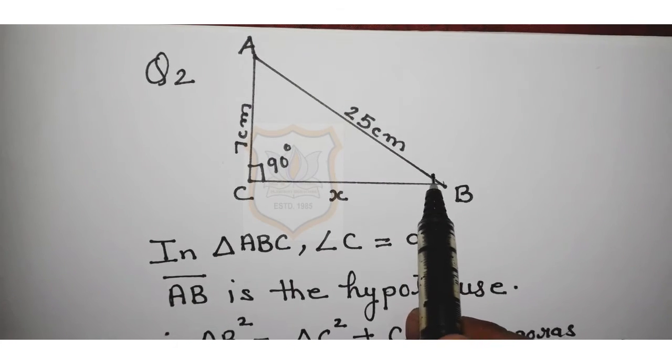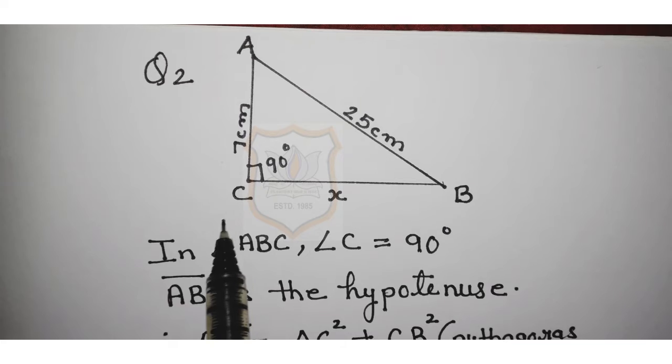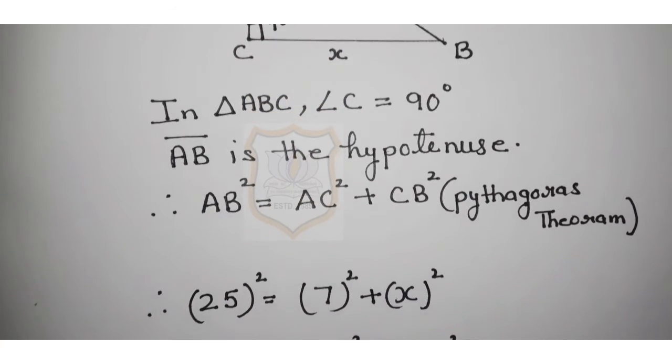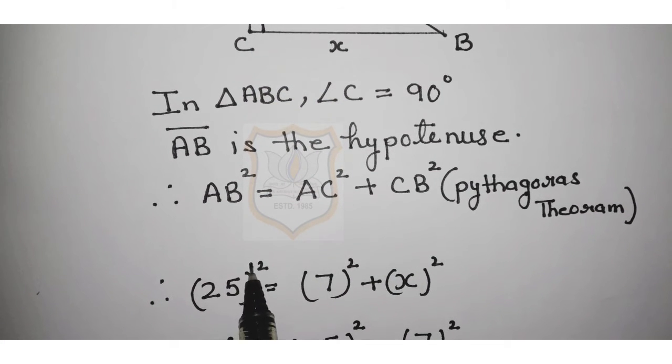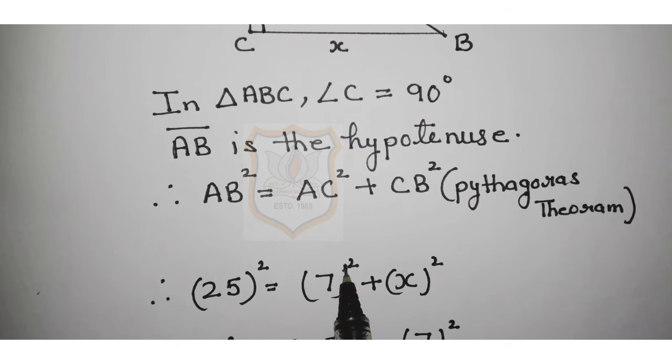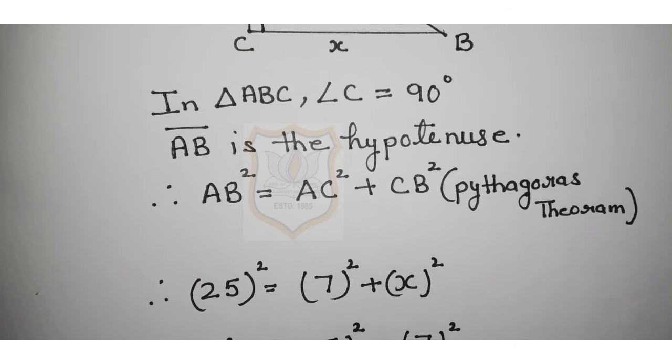AB square is equal to AC square plus CB square. Now, in place of AB, I will write 25 square because the value of AB is 25, given in the question. Plus, in place of AC, I will write 7 square because the value of AC is 7, that is given in the question, and plus X square.